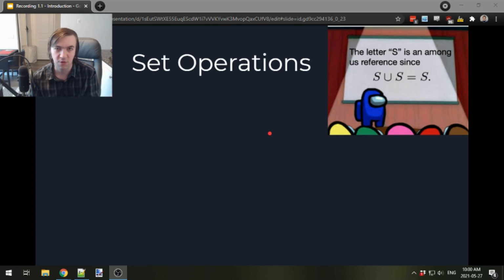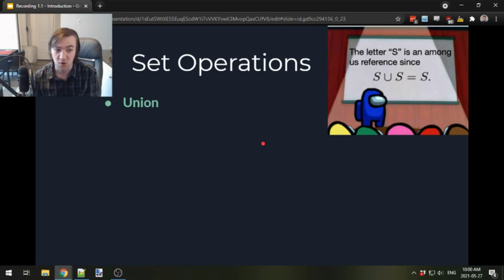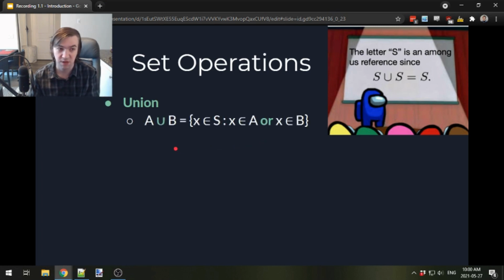So what sorts of operations can we do with our sets? Well, the first is union. You can take two sets, and the union of them is the elements that are in either set. So if you want to say this formally, the union of sets A and B is the set S of elements X where X is either in A or X is in B, or it could be in both potentially.